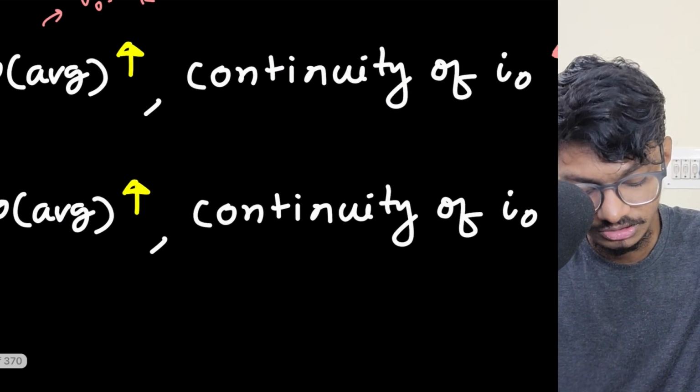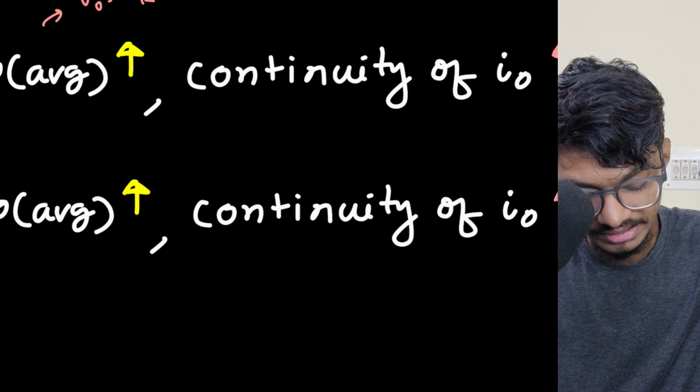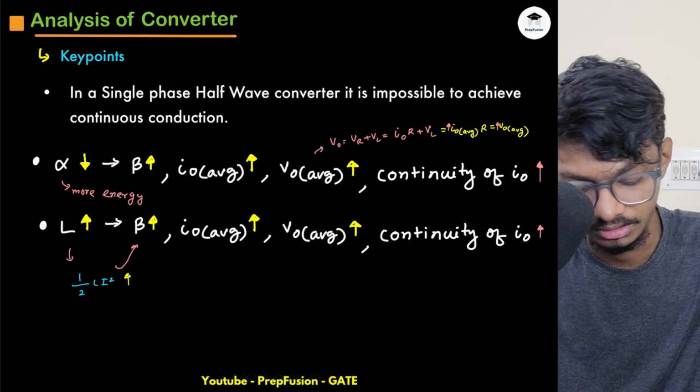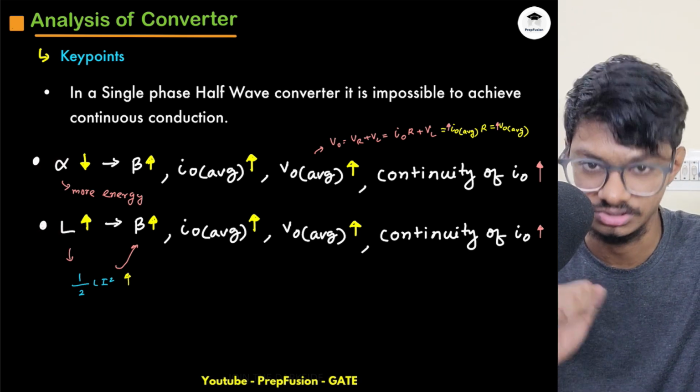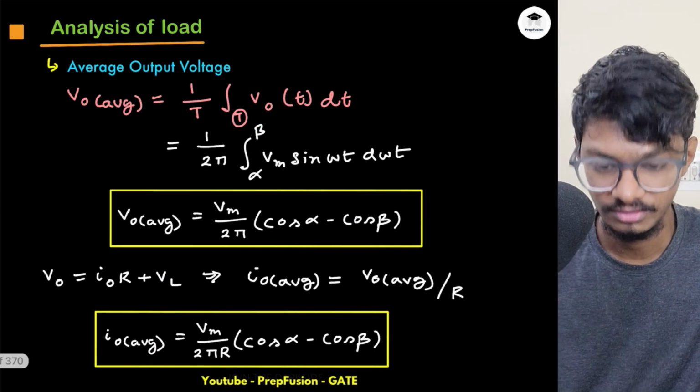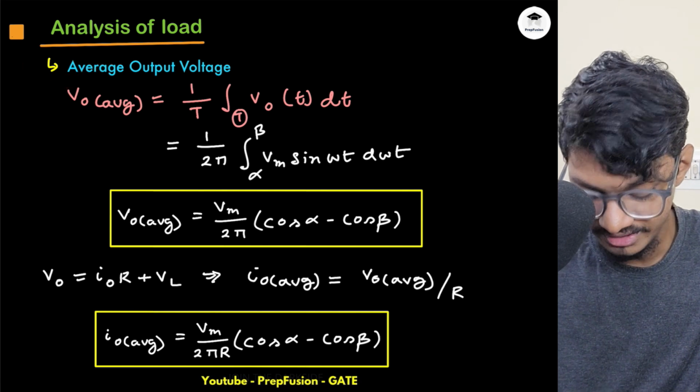VO average will increase. This is just to explain a few basic things about the parameters of the converter: if a few parameters are changed, how will it affect the other parameters? You should have this basic intuition. Okay, now let's come to the average output voltage.